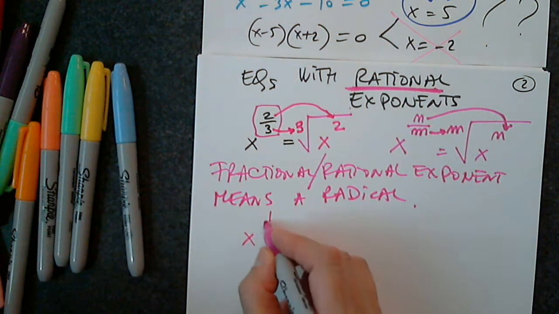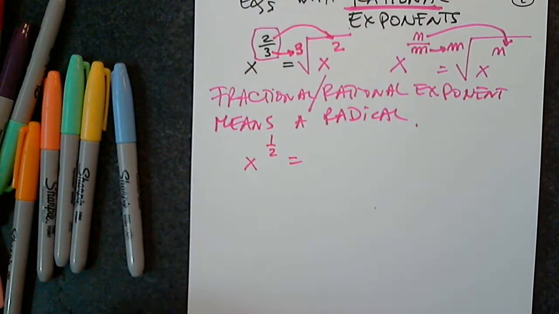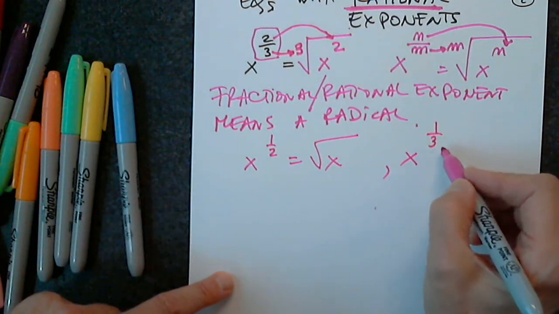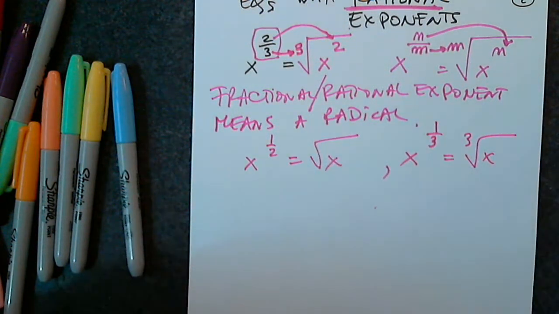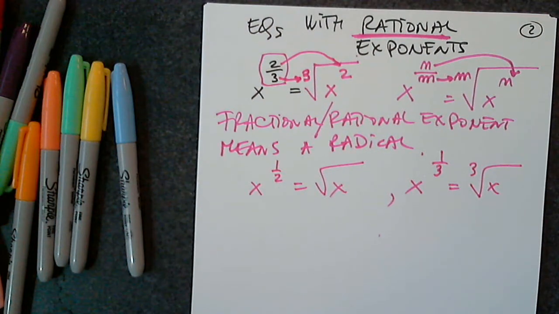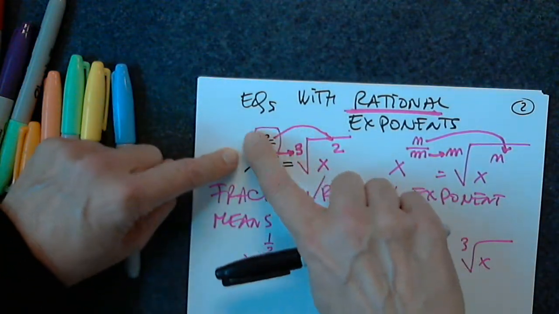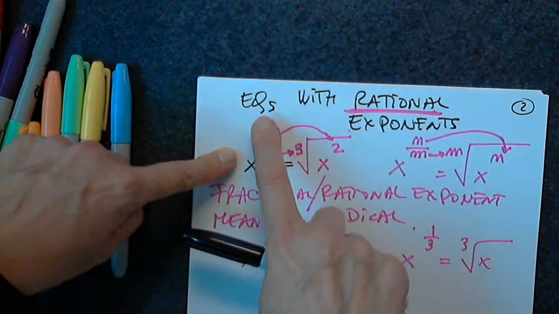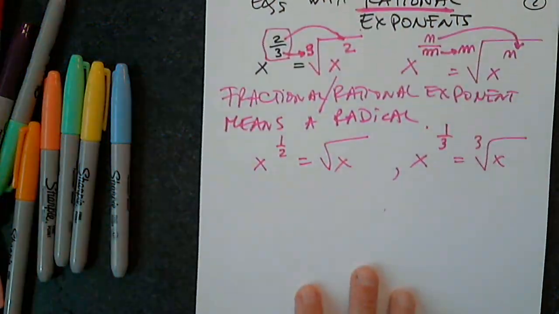Can anyone tell us what x to 1/2 represents? Very good, the square root of x. Can anyone tell us what x to 1/3 represents? Exactly. So please remember this concept, it is very important. So we are going to deal with equations that have expressions like this one, because the exponent is rational. Equations that have terms with rational exponents, or the variable has rational exponents, in other words.